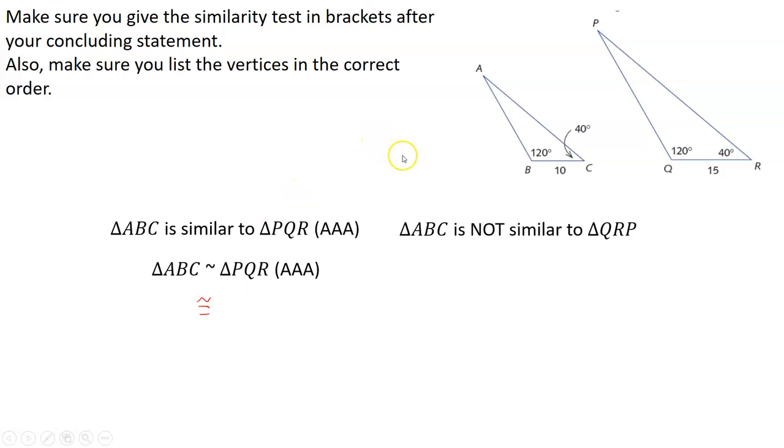Now it's really important that the vertices are in the correct order. So A corresponds to P, so A and P are in the same position in the list. The triangle ABC is not similar to QRP, for example.